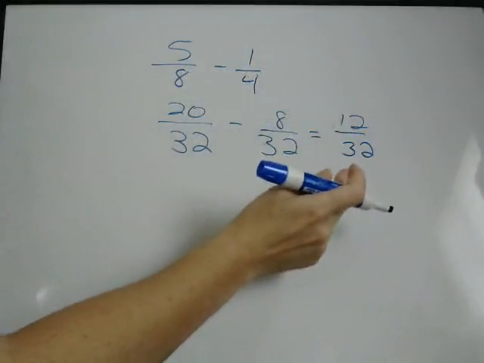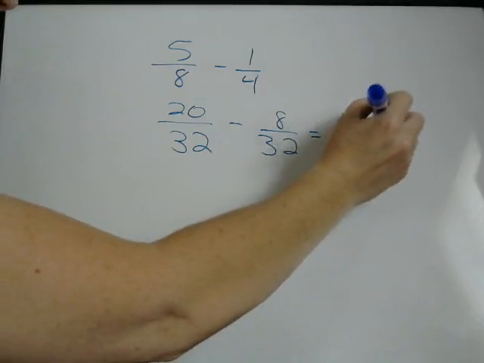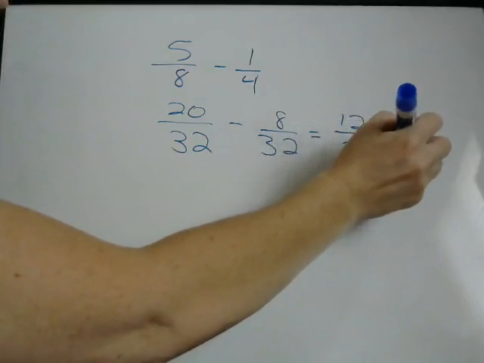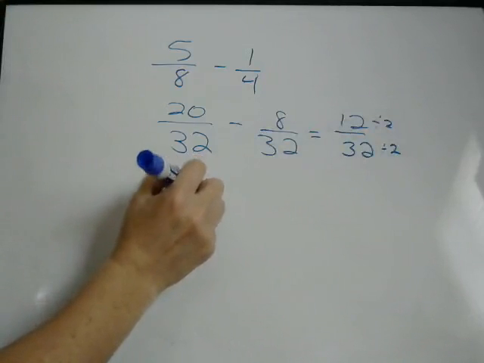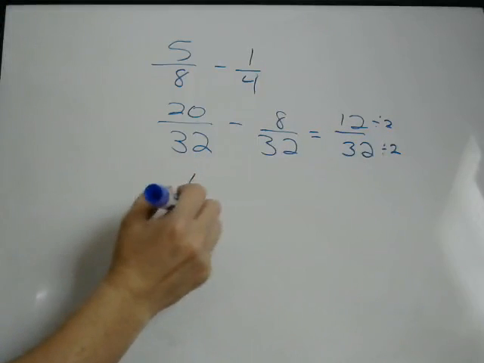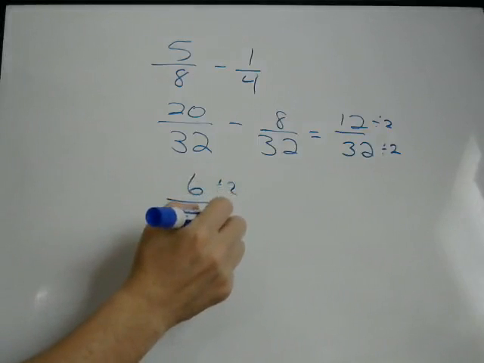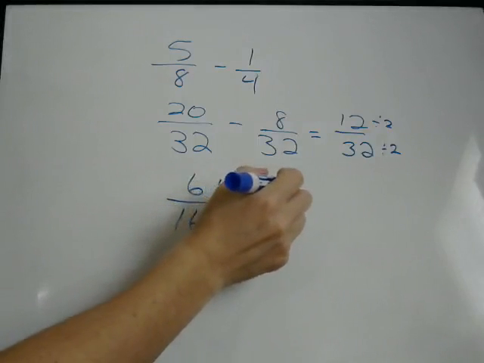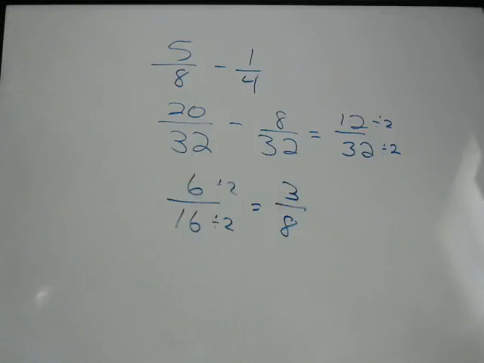12/32. This is not in lowest terms, so we can start out by dividing by 2. We immediately see both of them can be divided by 2. And we'll come down here. We're going to get 6/16. This is still not in lowest terms. We divide by 2, divide by 2, and we get 3/8. So that's our final answer.